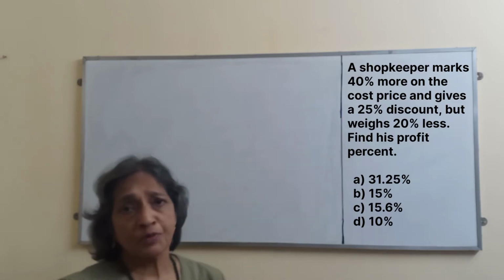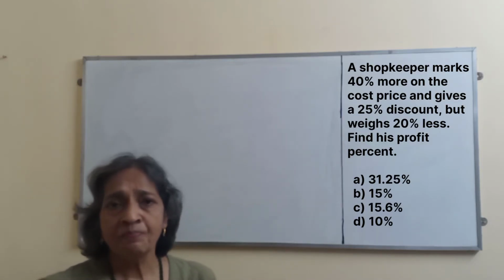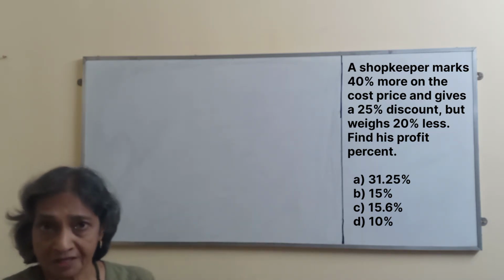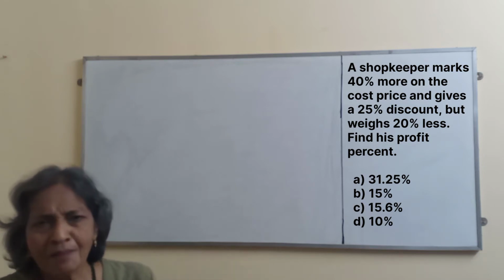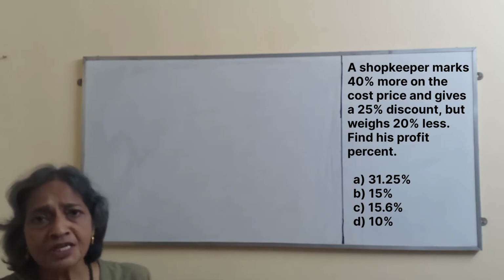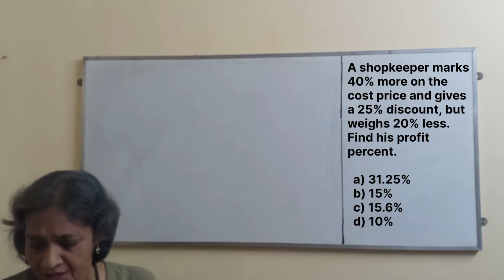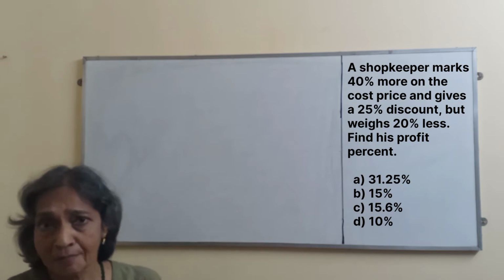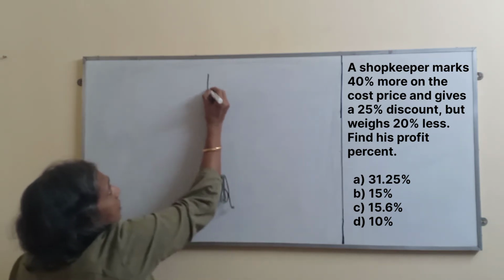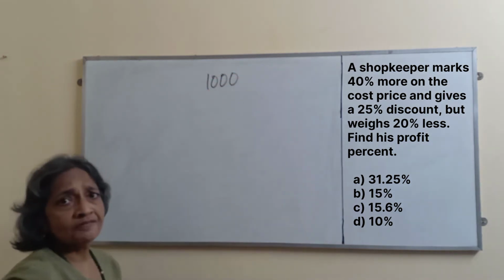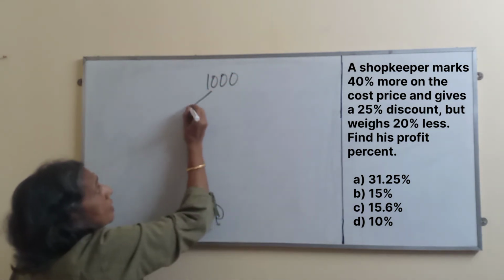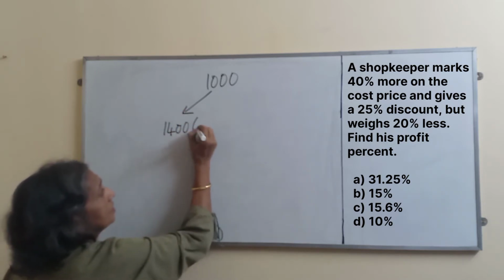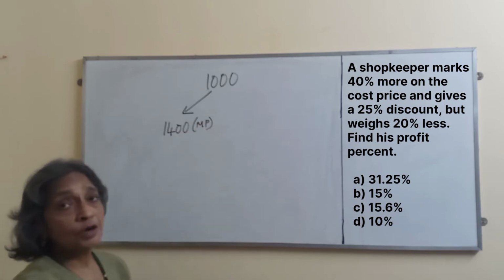Okay. Now our next problem here. Slightly different again. A shopkeeper marks his goods at 40% profit above the CP, and gives a 25% discount on it. But weighs 20% less. Okay? So now let's see what happens. Say he has to give something of 1000 grams. But he marks the price 40% more than this.